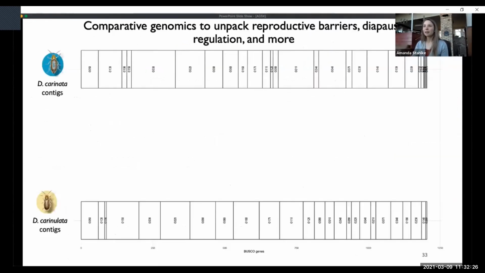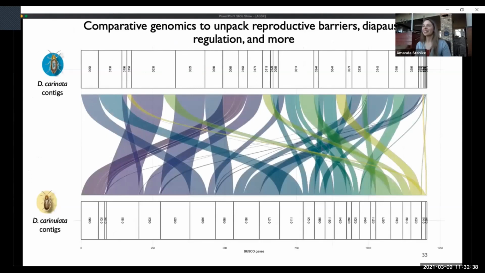Okay, and just to wrap up, I want to show the mapping of BUSCO genes between the carinulata contigs and carinata, just as a teaser for the comparative work that's coming down the pipes. And here are those X chromosome contigs again, and they have BUSCO genes that map to what looks like an X chromosome in carinata. This is all very cool, and I'm really excited to unpack these reproductive barriers, diapause regulation, and more in these genomes.